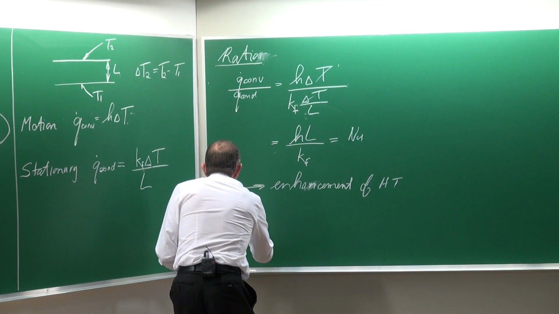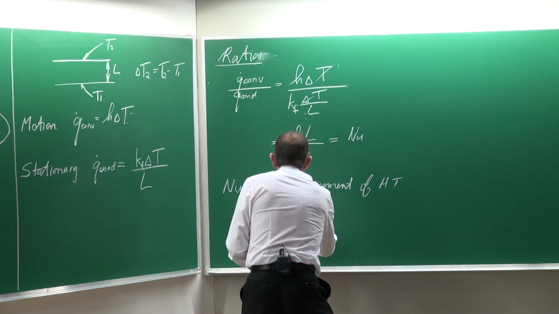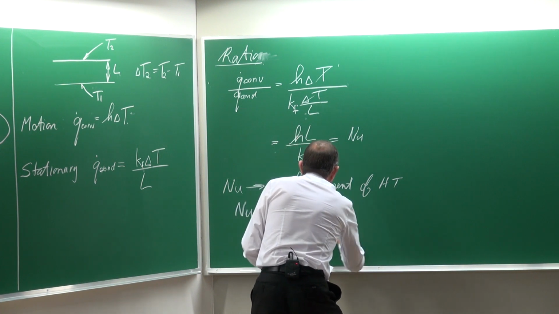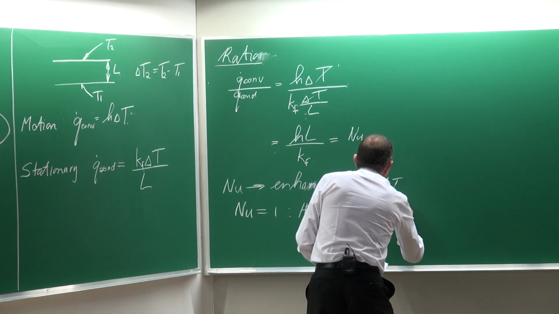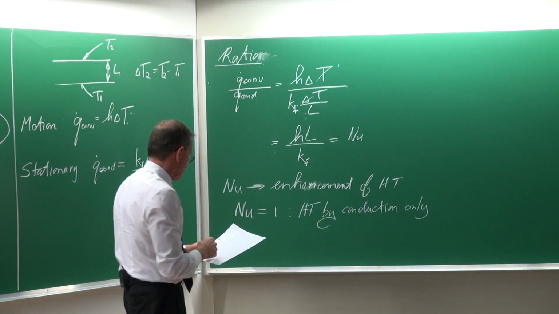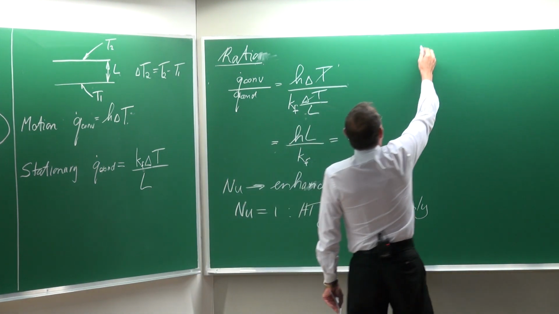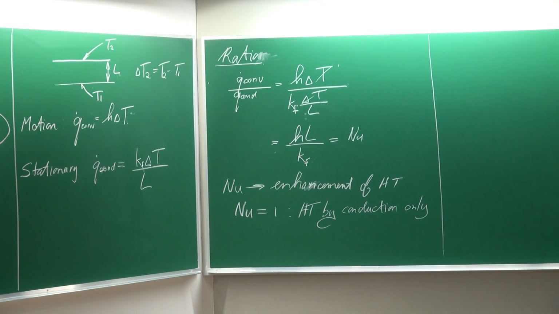So if the Nusselt number is equal to 1, then we have heat transfer by conduction only. If Nusselt number is equal to 1, then we've got heat transfer by conduction only.